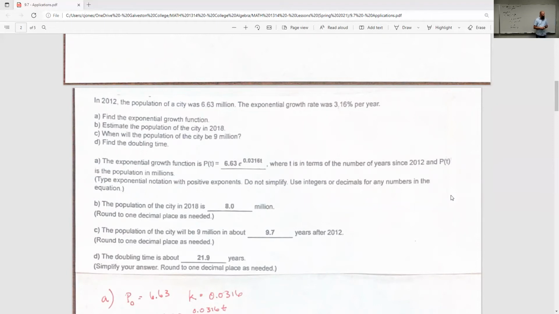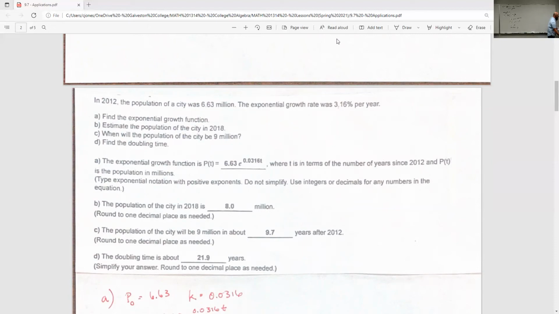All right. So our first problem here, it talks about some city. It's 2012. The city had a population of 6.63 million. The exponential growth rate was 3.16 that year. Okay. And then it wants to know, what is the growth function? What will the population be in 2018? And then, when will the population be 9 million? And then find the doubling time. Okay. So we're going to look at each one of those pieces and break it down and see what else is happening for them.